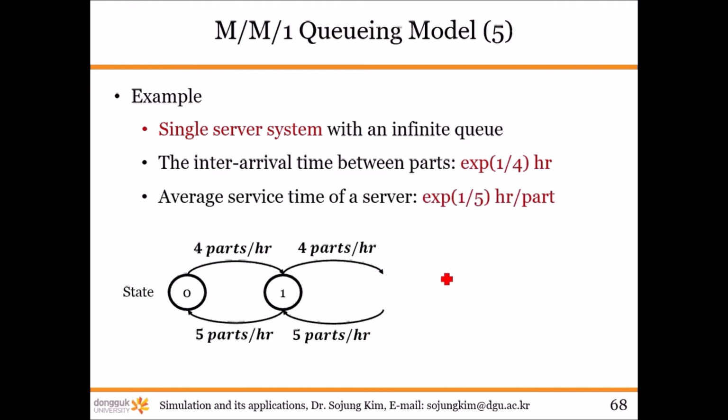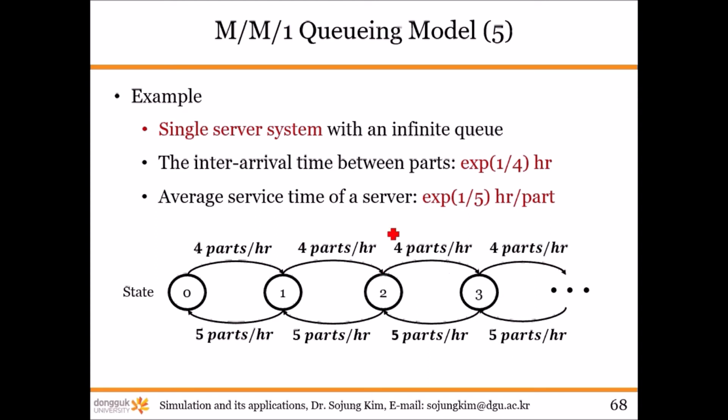For example, let's say there is another case. Now you know the exact values of lambda and mu, for the single server system with the infinite queue. Then, since you have the specific values, you can easily estimate the values of L, W, LQ, right?